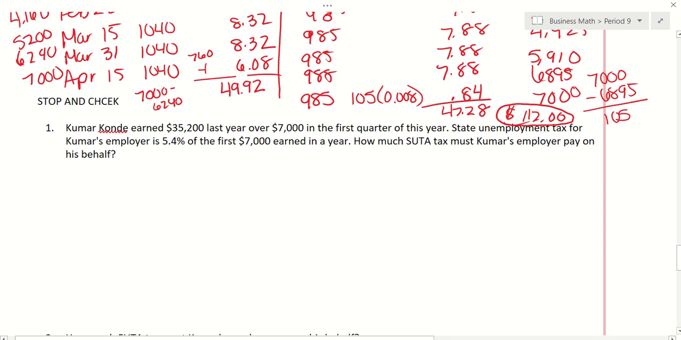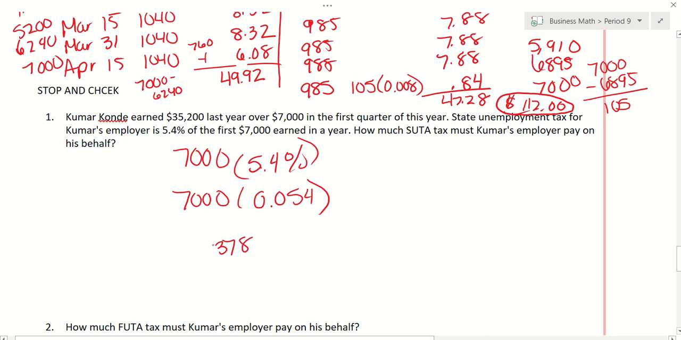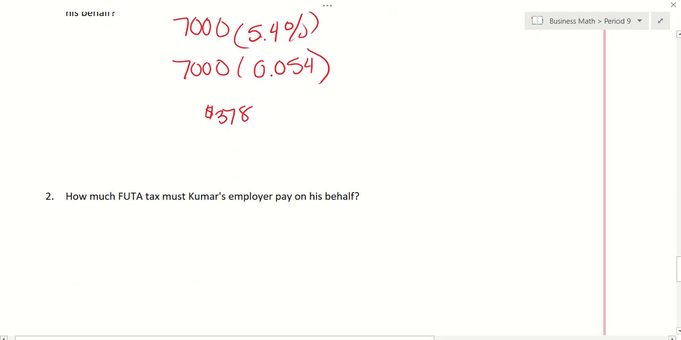This person makes $35,200. They made over $7,000 in the first quarter. They take 5.4% in the first $7,000 earned. How much SUTA should they pay? It's always just take the $7,000 and multiply it by your 5.4%, or 7,000 times 0.054, which gives you $378.